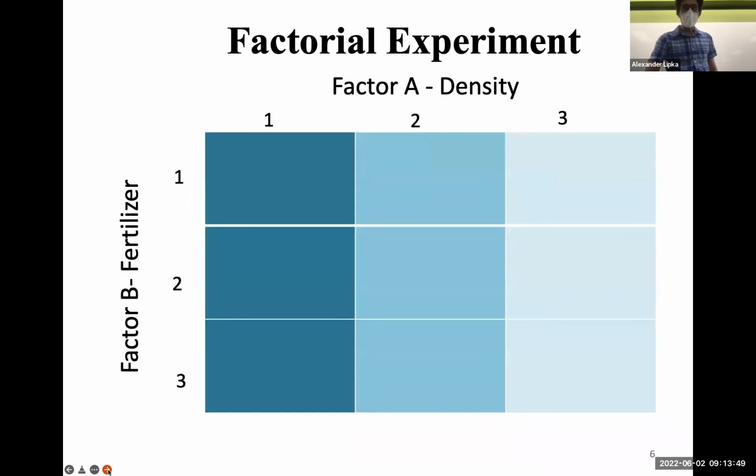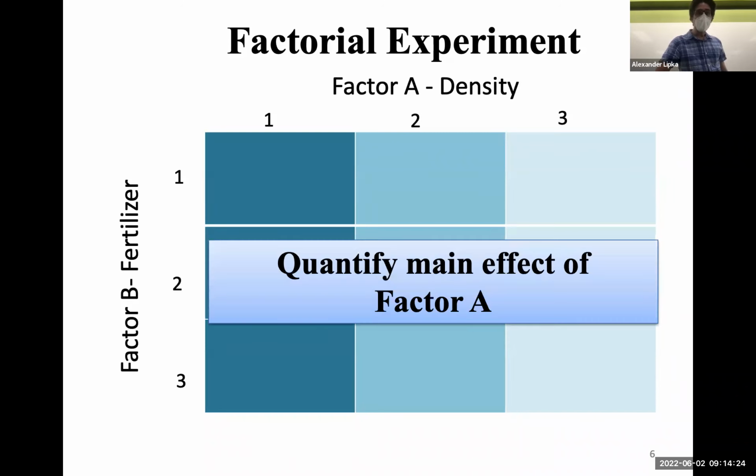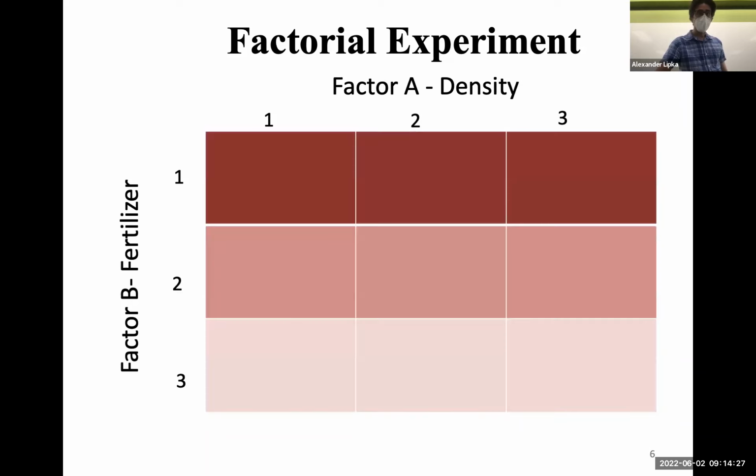Okay, so with a factorial experiment, if we fit a generalization of the simple linear regression model, we might be able to measure a main effect for density. And I'm kind of indicating a main effect of this factor A by seeing how we have uniformly different colors for each of the 3 different levels of factor A, okay? And so this will enable us to quantify the main effect of factor A, okay?